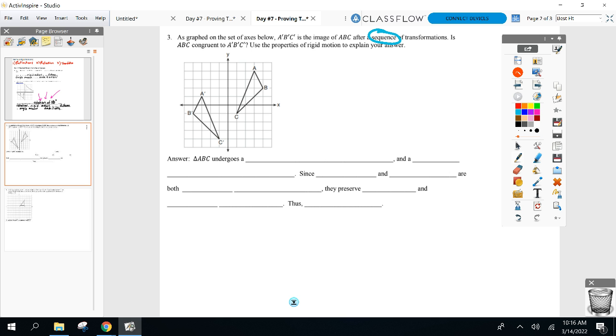Little tip here. After a sequence of transformations, I am telling you, by writing that in the directions, you got to figure this out by doing 2 or more transformations. All right, when you see a sequence of transformations, you're not going to be able to do it in 1, so don't try it. It's going to have to be 2. This followed by this.